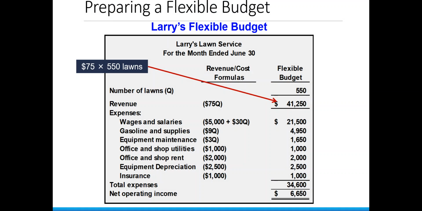We say, okay, let's create a flexible budget based on the planning budget, but adjusted for the level of activity that Larry actually did for that month. So if we do that, we're going to change our initial budget for revenue because we're now budgeting for 550 lawns. We're going to change wages and salaries, gasoline and supplies, equipment maintenance. These costs will remain the same, but these will change because the quantity changes.